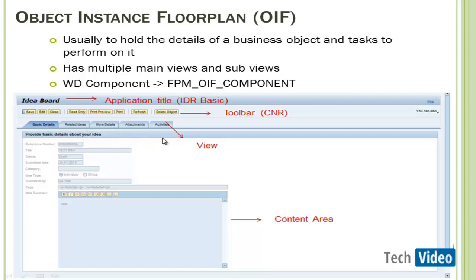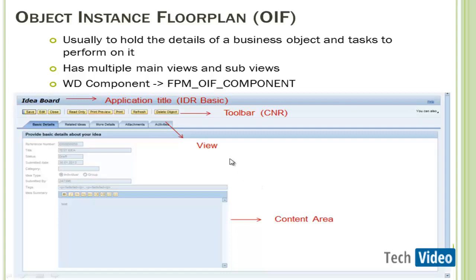more details, attachments, and activities. Each main view can also have its subviews like subview 1, subview 2, subview 3, etc. Here I've provided only one subview, that's why you don't see anything like subview here. And inside each subview you have something called the content area, which is nothing but the content of your interface view from the Web Dynpro component. So this is how the list of things are arranged here.